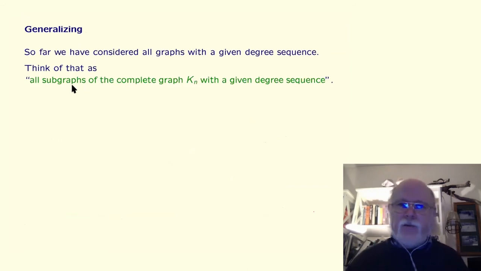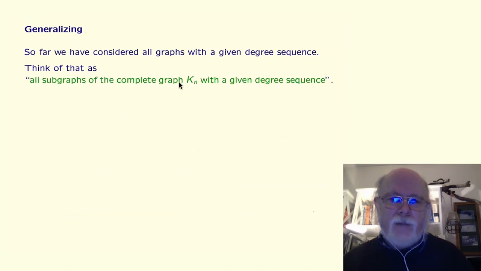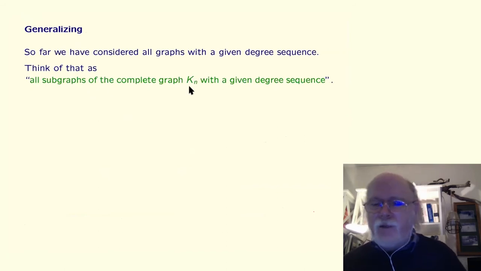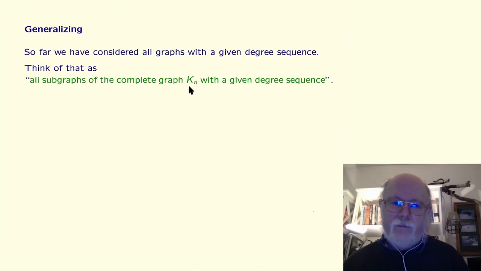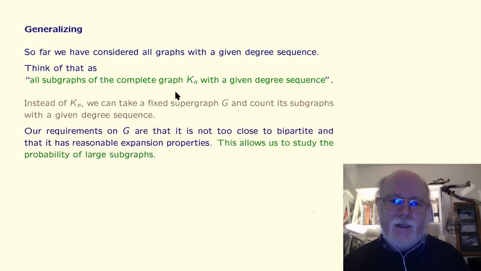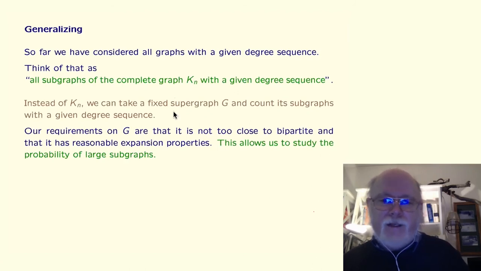Right, so we can generalize. So far, we've just considered all graphs with given degrees. Think of that as all subgraphs of the complete graph with a given degree sequence. And you ask, well, why the complete graph? Take some other graph and ask for subgraphs of that. So we'll take a fixed supergraph and count how many subgraphs of it have a given degree sequence. As long as the supergraph is not too close to bipartite and it has reasonable expansion properties, then we can do it by exactly the same method.